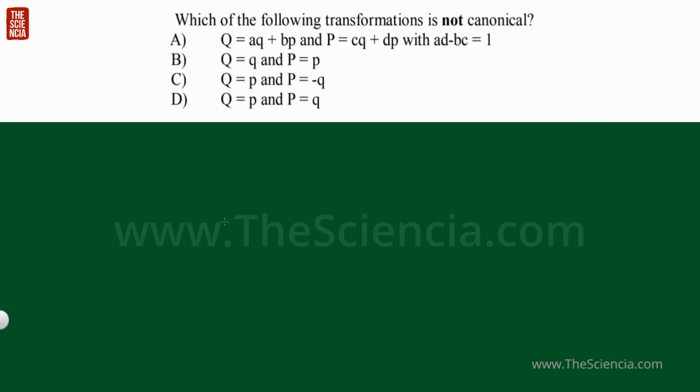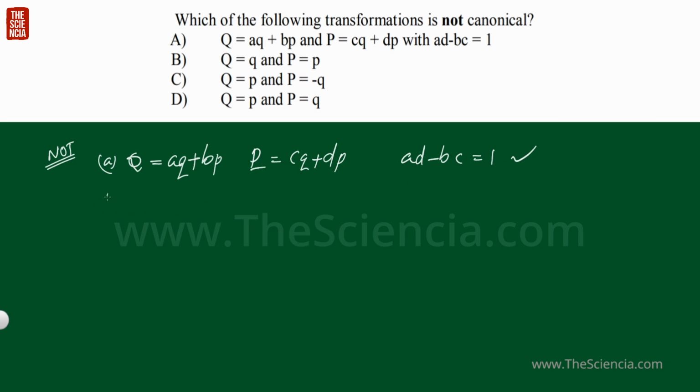In this question, we have to find out which of the following transformations is not canonical. The given Q, P coordinates are: capital Q equal to aq plus bp, and capital P is given, it is cq plus dp. Actually, we already did this for the previous question, and we got ad minus bc equal to 1. So option 1 is correct, right? Now we can check for option B, that is capital Q is equal to q and capital P equal to small p. So what do you have to do?